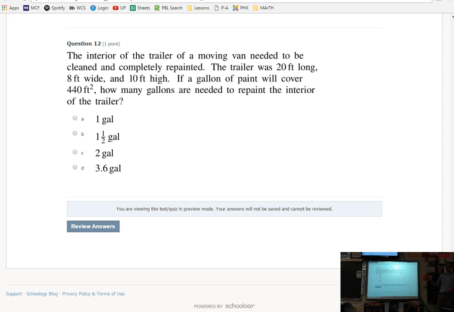So this trailer is a smaller trailer, 20 feet long, 8 feet wide, and 10 feet high. A gallon of paint can cover 440 square feet. We need to repaint the whole interior of the trailer. It's a fun thing to do on a hot summer day because it ends up being like 130 degrees in those trailers. No joke. So I could think about this in a few different ways.